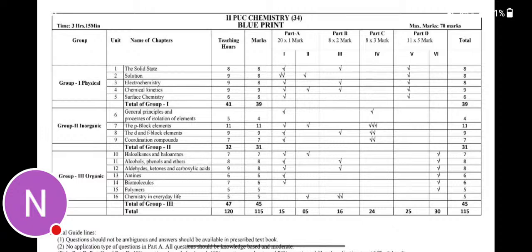Next is the 7th chapter, the p block elements. It has 11 hours of teaching time, and in this 11 hours, 11 marks are also allotted for this chapter.